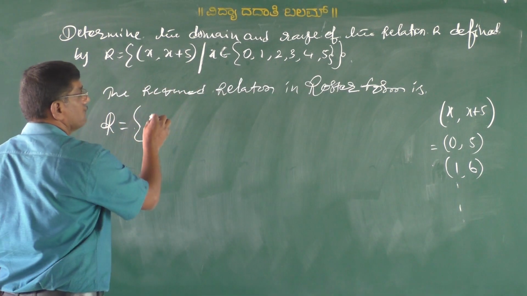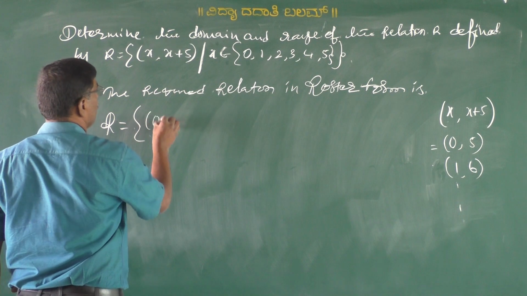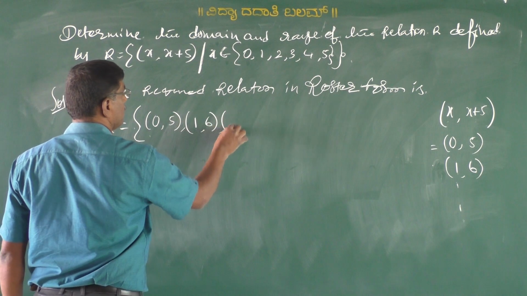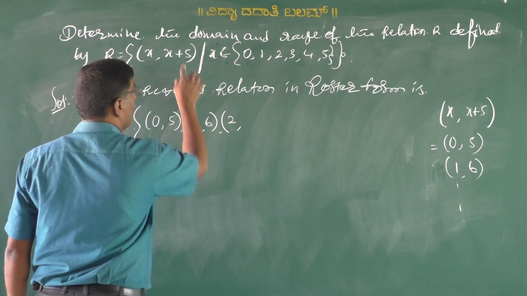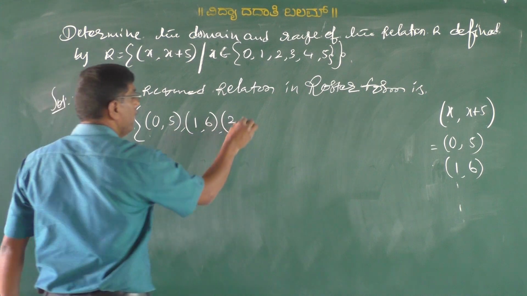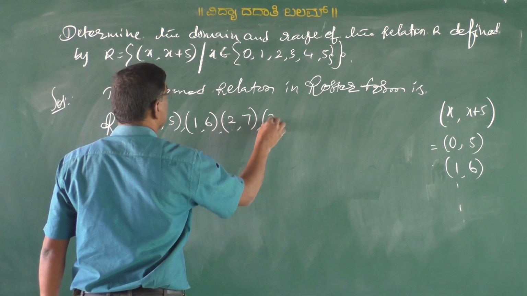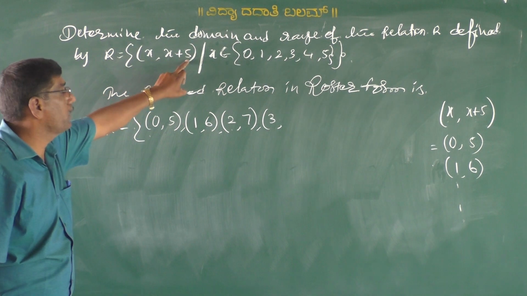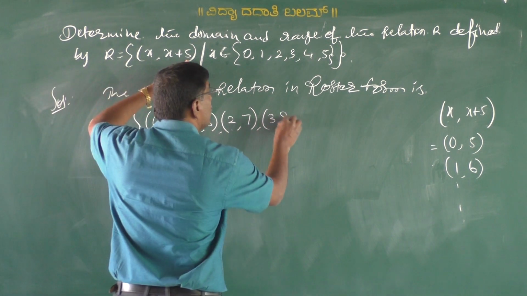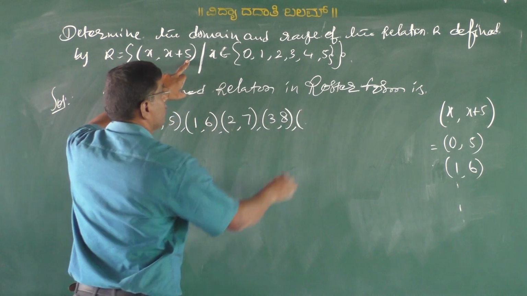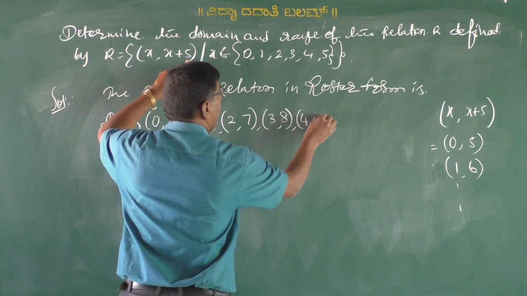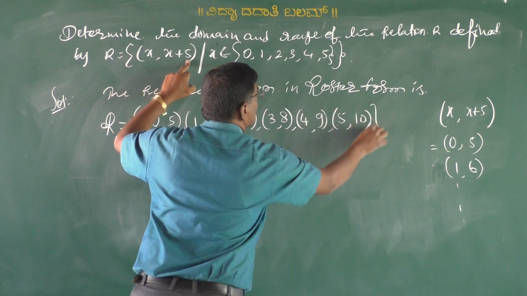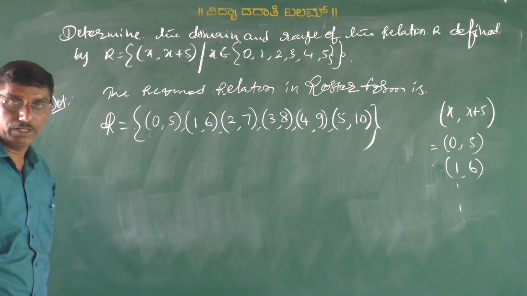Then we get 0 comma 5, next 1 comma 6, next my dear students 2 comma 5 plus 2, 7, yes, next 3 comma 3 plus 5, how much? 8. Am I correct? Next 4 comma 4 plus 5, 9. Next the last one 5 comma 10. This is the required relation.